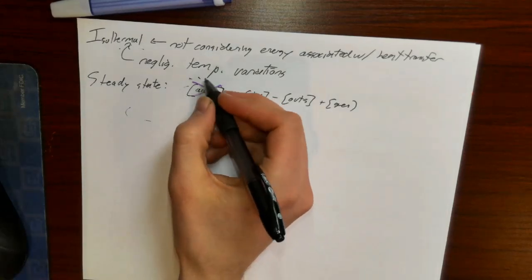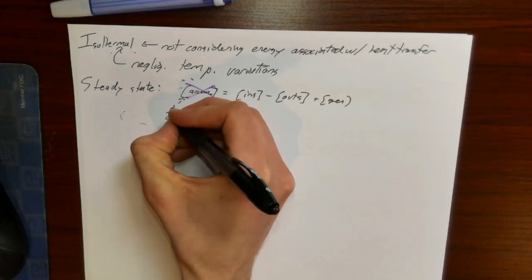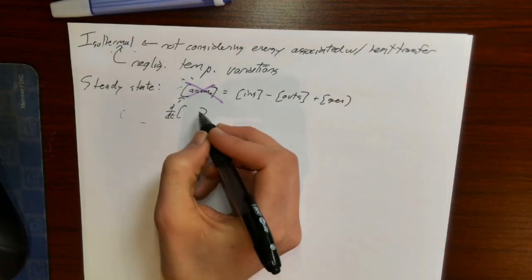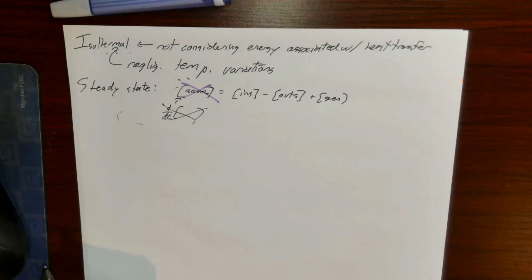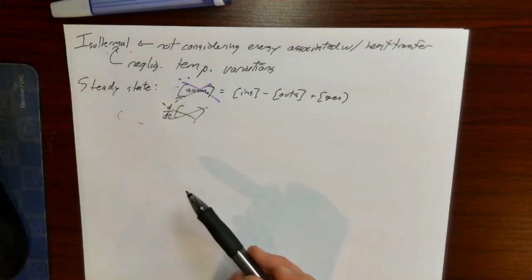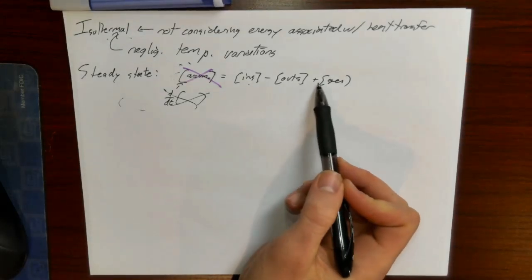So in steady state, this accumulation would basically have that time derivative of something in it. And if we're considering our system to be in steady state, any time derivatives are going to be zero. So this version of the equation that I'm about to put down is basically just going to be a balance of ins, outs, and generation.